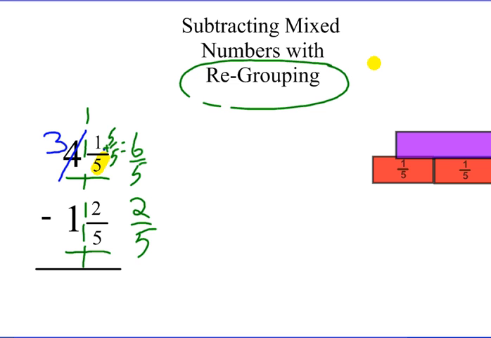subtract 2/5. 6/5 subtract 2/5: the numerator 6 subtract 2 is 4, keep your denominator 5, so 4/5. 3, subtract 1 of the whole numbers, gives me 2. So I have 2 and 4/5.